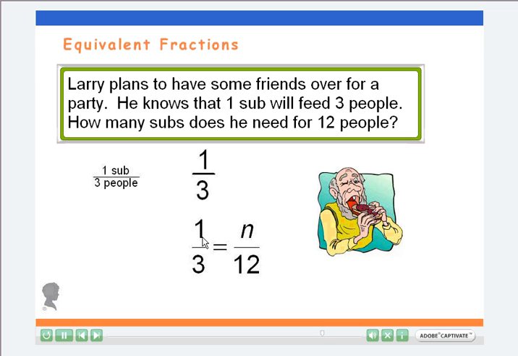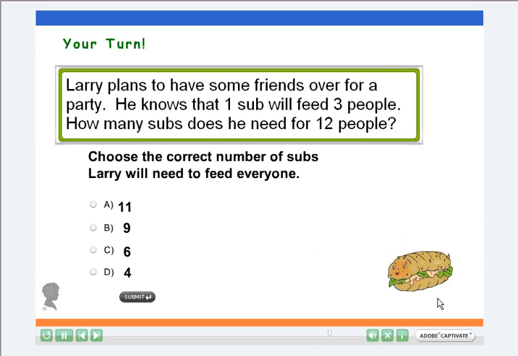Larry could either use the cross products method or the equivalent ratios method to solve this problem. Click Next to solve this problem. Choose the correct number of subs Larry will need to feed everyone.